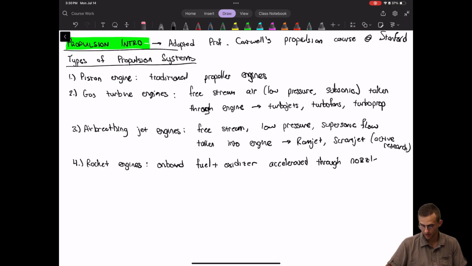We won't cover rockets in detail because there's a rocket propulsion class at Oregon State. It's taught by Dr. Niemeyer, so I encourage you all to take that course. I think it is a 400 level course in the department. So you can learn about rocket propulsion in that class.